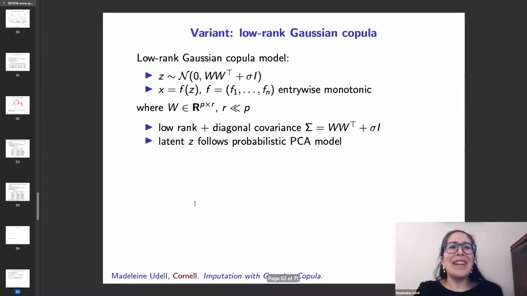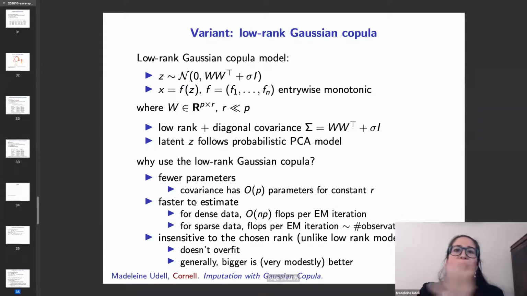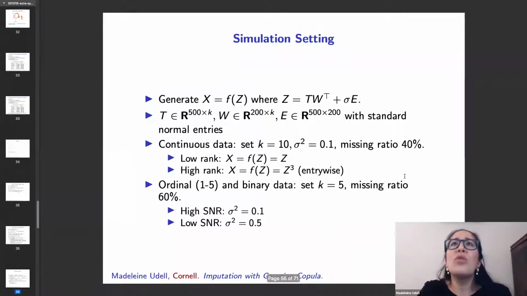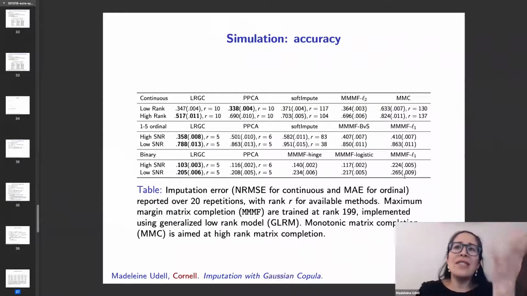I'm not going to be able to say almost anything about this, but I guess I should just tell you that we've got a low rank version of this Copula model. The only change is that you say the covariance matrix is low rank plus diagonal instead of being general. And in this low rank model, you can fit it much more efficiently. So actually the number of flops per EM iteration scales with the number of observations in your data set, which is about as good as you can ask for. So that scales to extraordinarily large data sets and performs well.